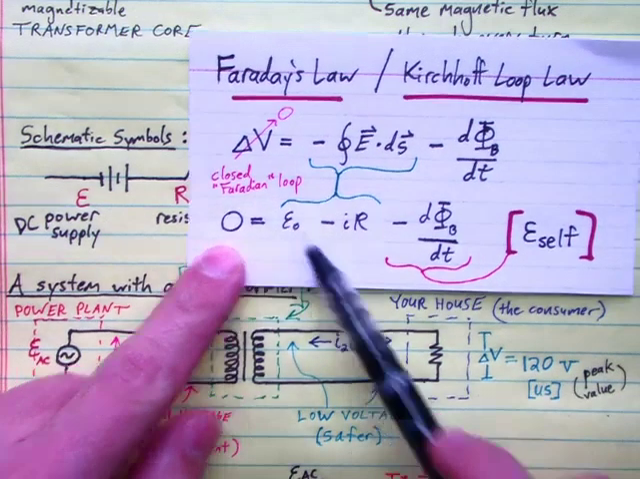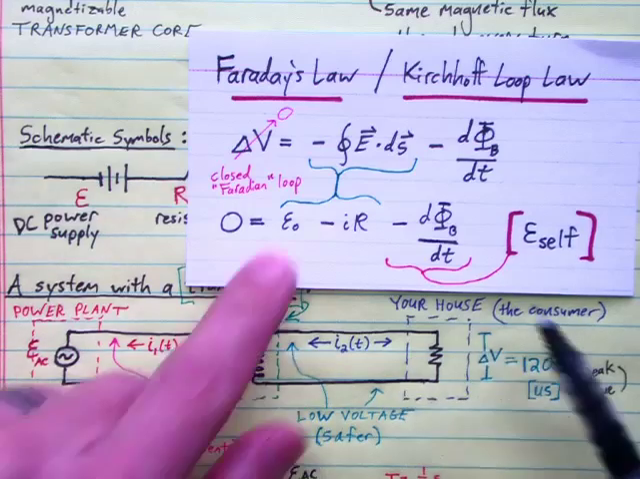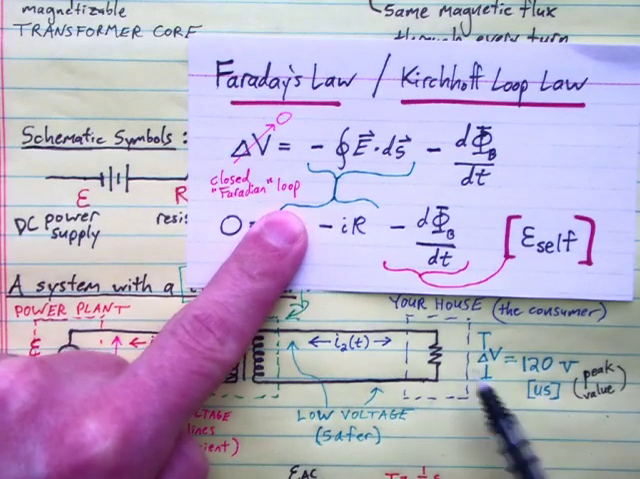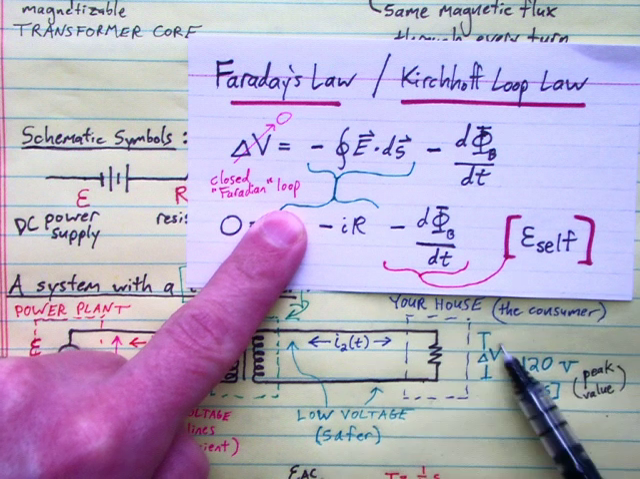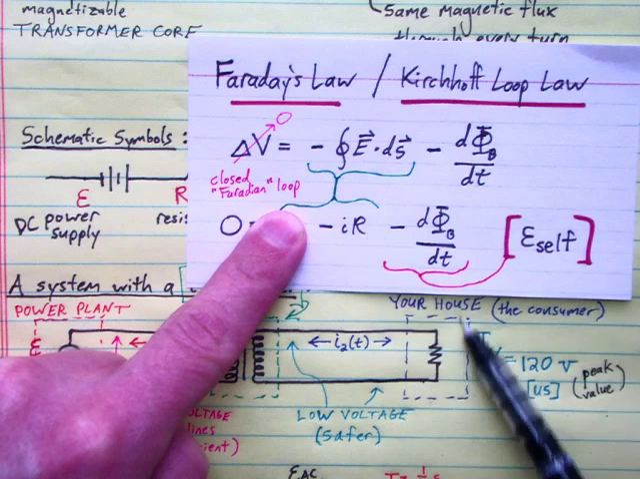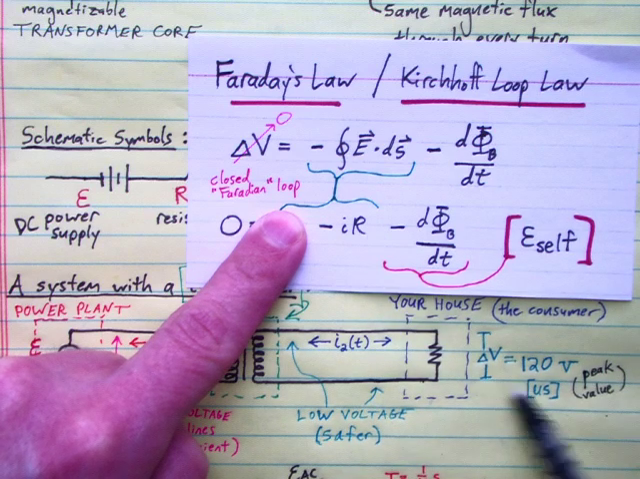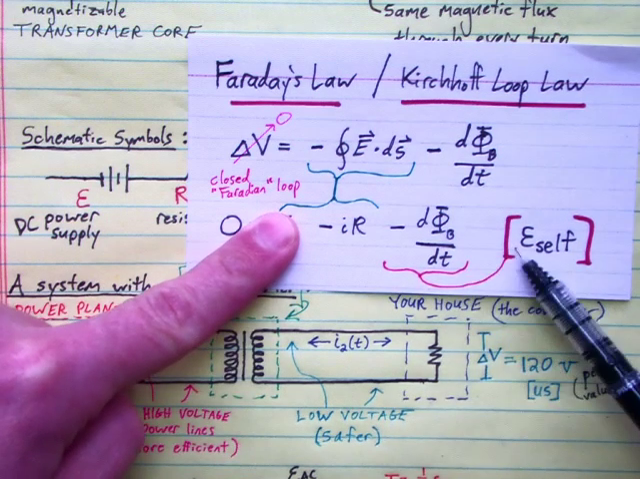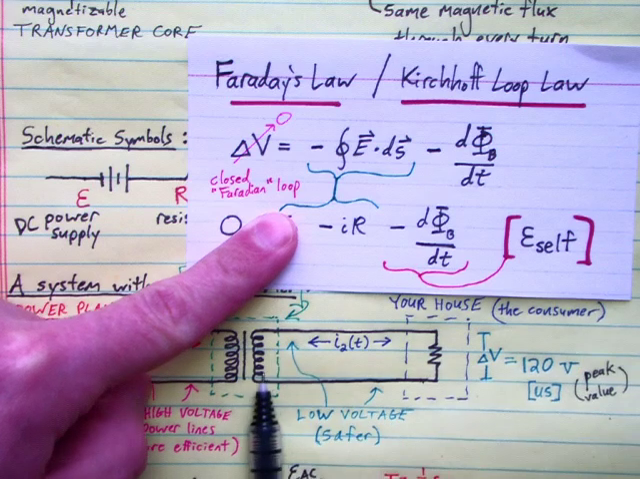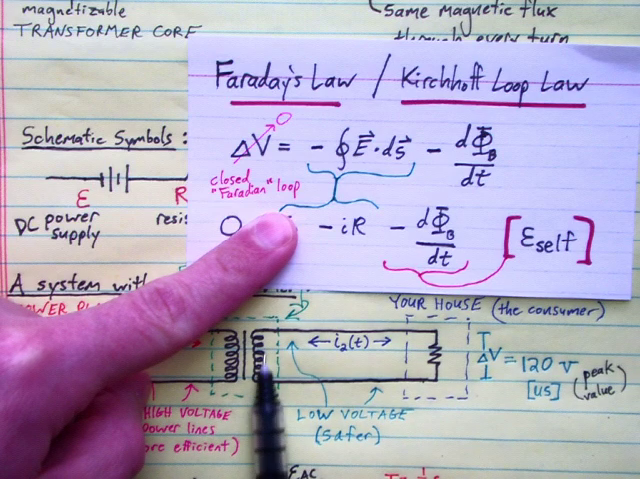Okay, so on this side here, the consumer side, we'd have the same equation, but without this term right here. There's no power supply on this side. So that would be 0. But on our consumer side, we've got the IR. This is your appliances over here. This voltage is the voltage coming out of your outlet right there, your 120 peak volts. And then this is the self-induced EMF in the secondary coil here, the right-hand side of your transformer.